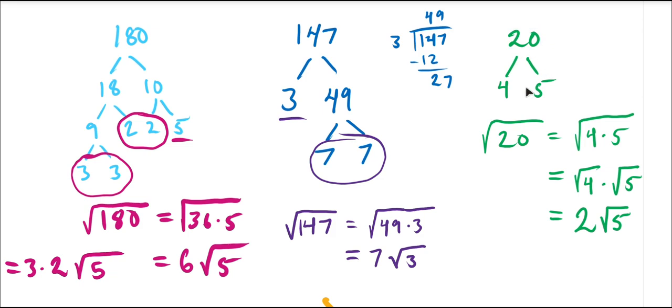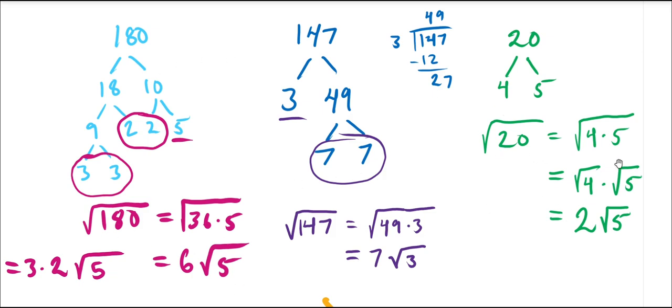Likewise, 20 splits into 4 and 5. 4 is a pair of 2's, and so we could take a single 2 out. Or, seeing 4 as a square, we could write the square root of 20 as the square root of 4 times the square root of 5, which is 2 times the square root of 5. However you simplify this for yourself is fine, but the idea is that because we're looking at square roots, we are pulling out pairs of numbers, or perfect squares, whenever we see them.